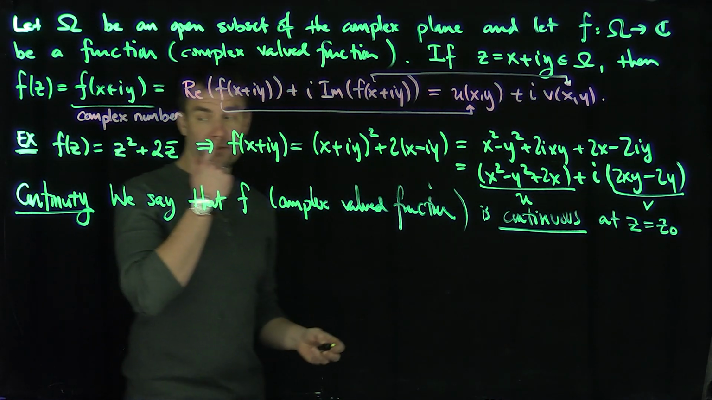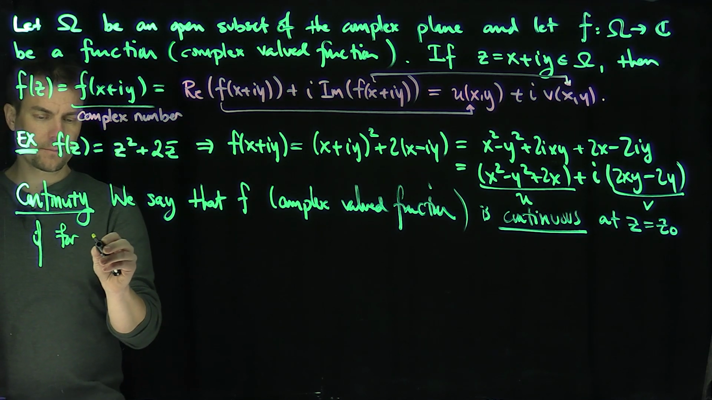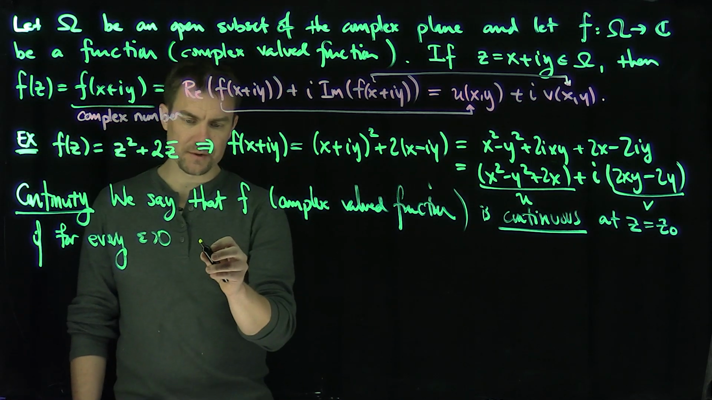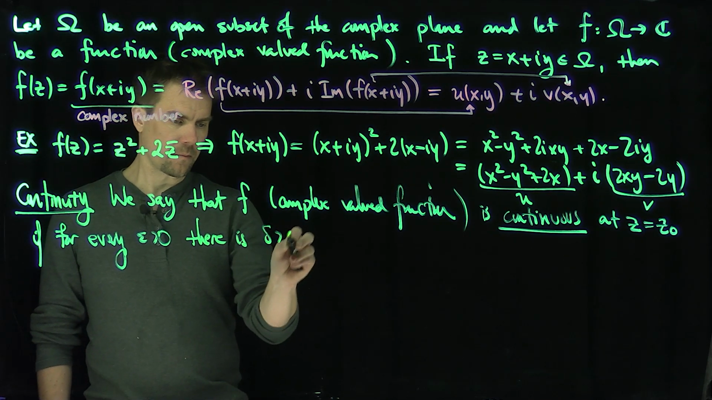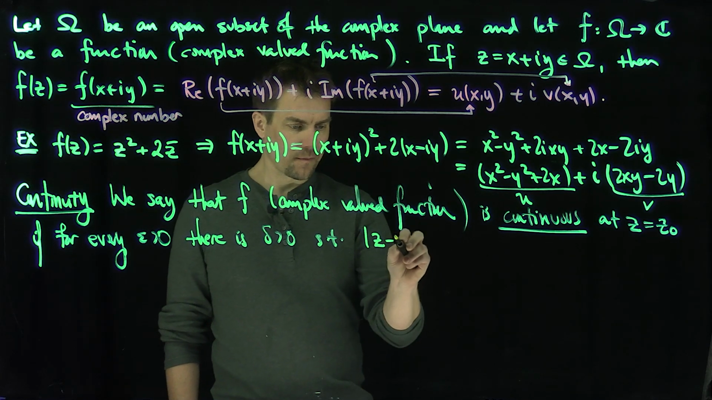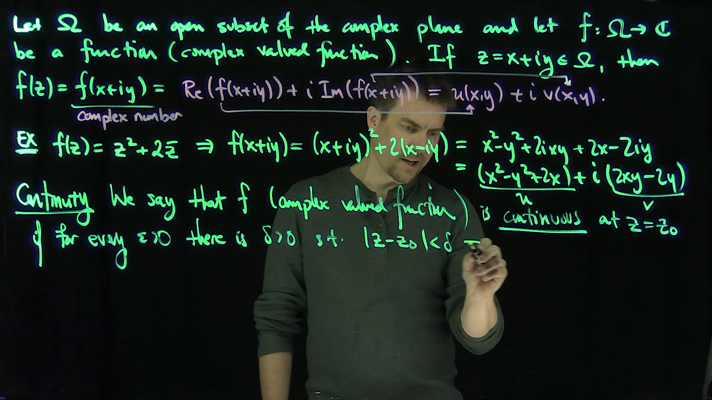Ready for the regular definition of continuity? If for every epsilon greater than 0, there's a delta such that the absolute value of z minus z0 less than delta implies what?